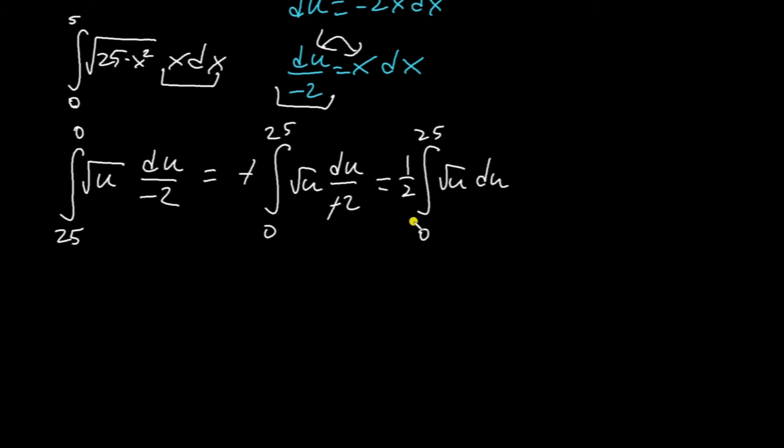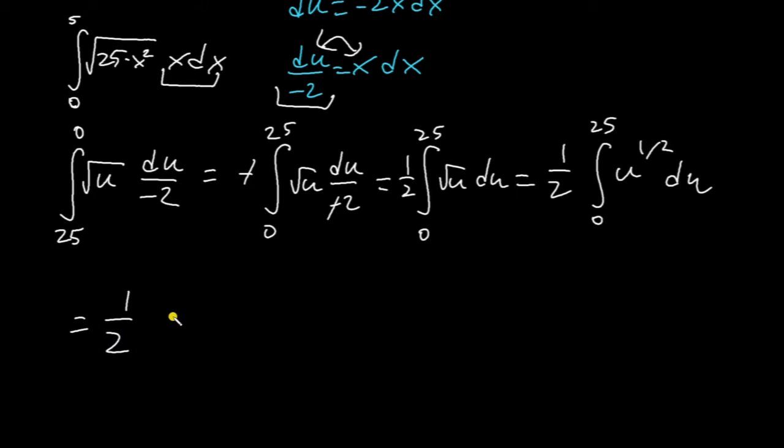Now all I have to do is evaluate this, right? So the first thing we're going to do is rewrite the square root as u to the 1/2 du, and now we can do our standard integration procedure, which is adding 1 to the exponent and multiplying by the reciprocal, right? So if we add 1 to the exponent, we get 3/2, and then we multiply by the reciprocal, which is 2/3. So this is equal to 1/2 times u to the 3/2 times 2/3. Okay? It's being evaluated from 0 to 25.